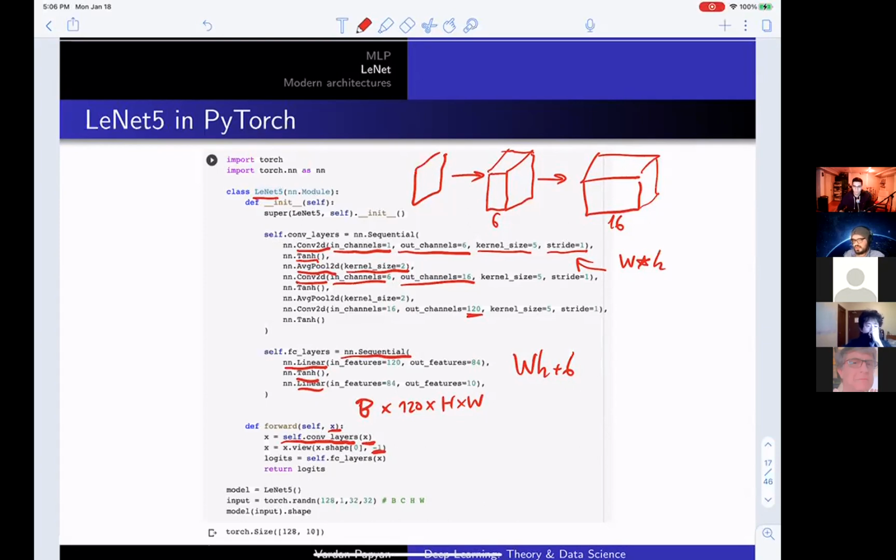So basically you take X, which is a stack of images, you apply all the convolutional layers, and then you get 120 channels, and then you apply all the fully connected layers, and you get the output of the network. So hopefully this makes sense. And this is a simple example of a simple architecture.